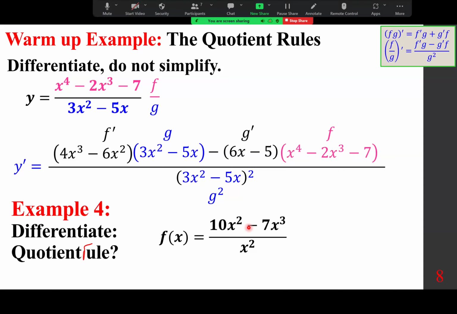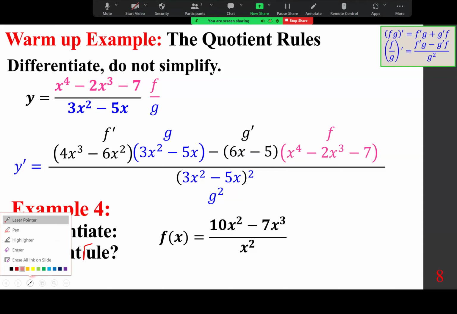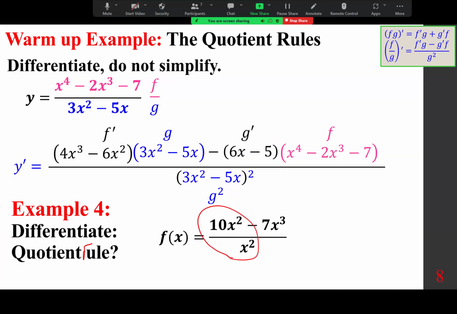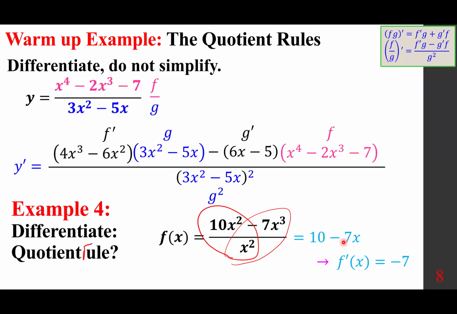So you make up two fractions. Here's one, 10x squared over x squared, which gives you 10. Here's another one, minus 7x cubed over x squared, which gives you minus 7x. And clearly you see that f prime of x is just minus 7. So you're done in one shot. Extremely important to pay attention to this rule. Whenever you need a quotient rule, please use that. And if you don't need it, understand your algebraic technique will help you get to the answer much faster.